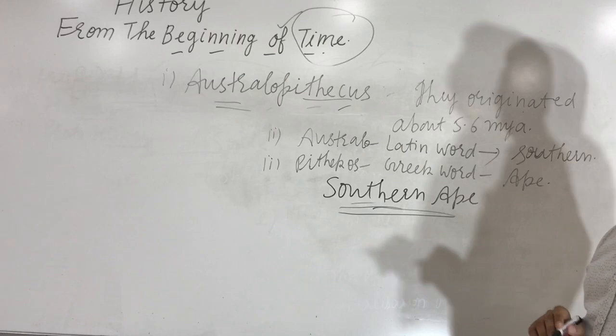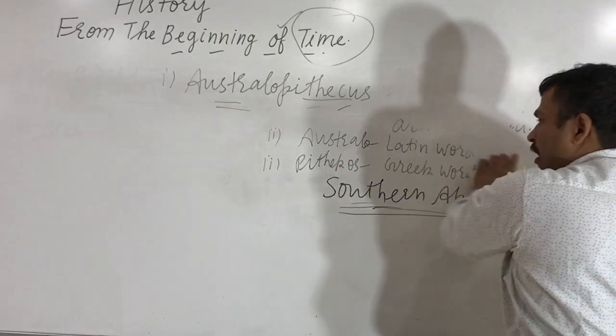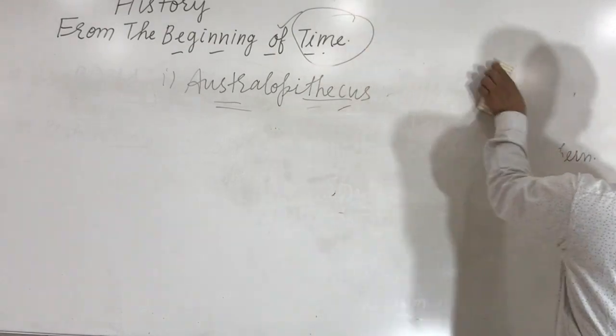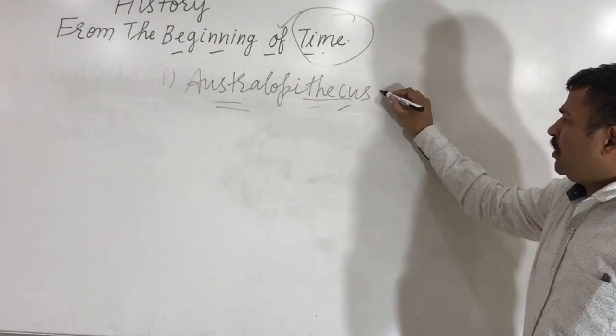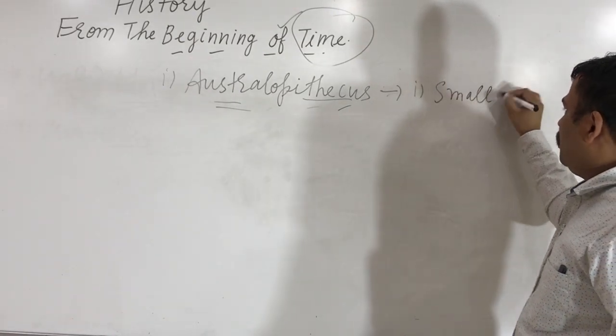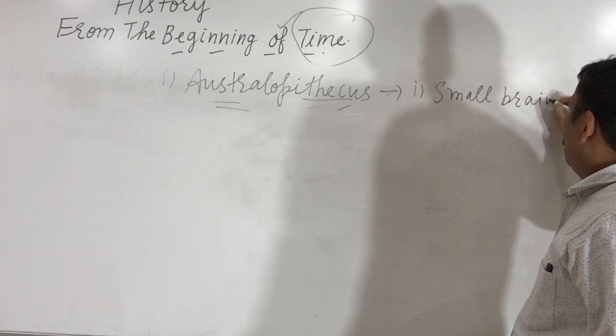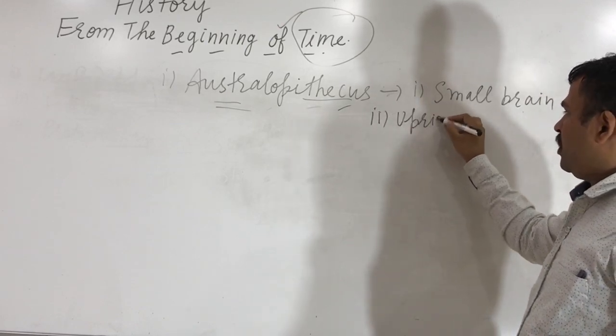But it is not due to this reason that they are called southern ape. Why they are called southern ape, we will discuss. So first we will discuss the common features they had. They had a small brain. Second, upright posture was missing.